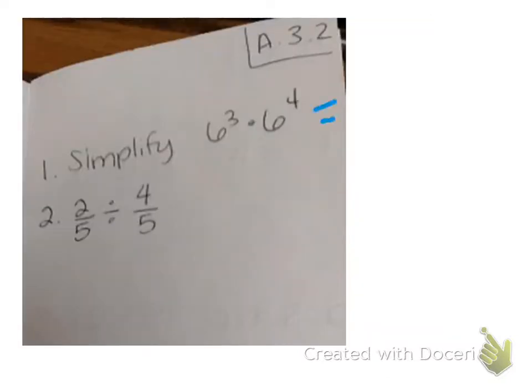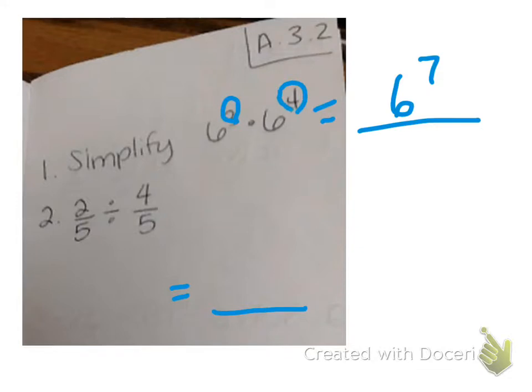Okay, I'd like you to simplify this problem and solve. Okay, the answer to number 1 is 6 to the 7th power. When we have powers, we simply add the powers. So 3 plus 4 is 7. And keep it, change it, flip it. We know that the answer is 1/2.